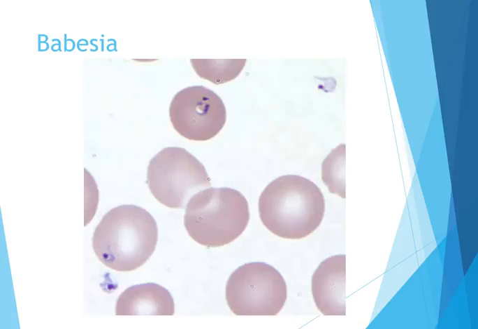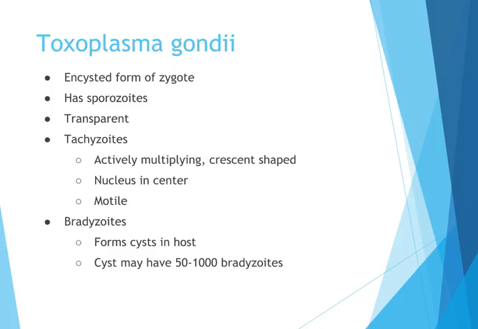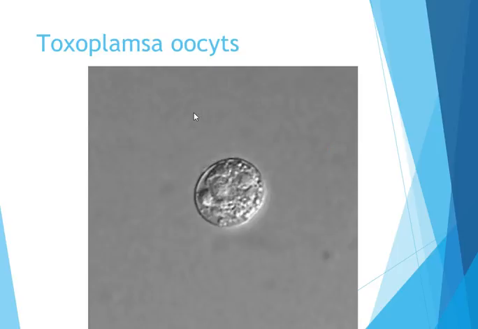Okay, we're almost getting to the end of this unit. Toxoplasma gondii. This one is a little bit different. It has sporozoites also, and it has an encysted form of its zygote. And in those, it has mature sporozoites. It's round to oval in shape, and it's transparent. This is what it looks like.